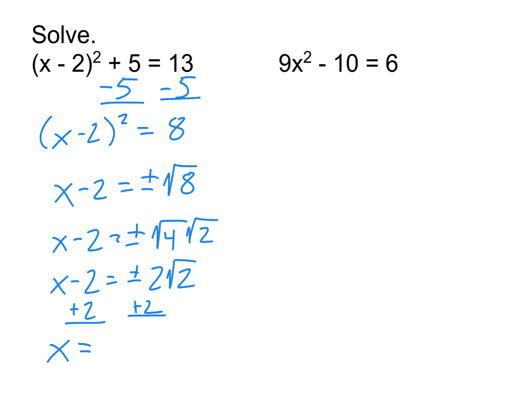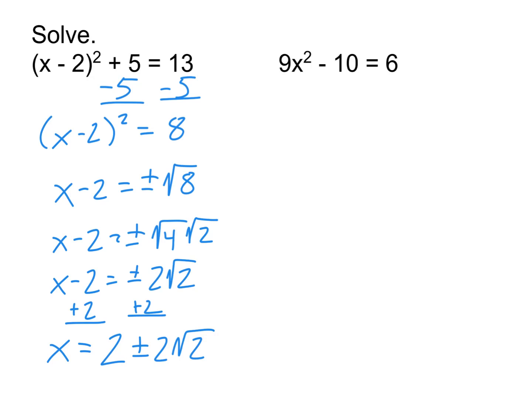Can I combine the 2 and the 2 root 2? No. The 2 from the left side does not have a square root attached to it. The 2 on the right side does have the root 2 attached to it. So I can't combine them. So instead, my answer is going to be 2 plus or minus 2 root 2. I cannot simplify it at all. The only other way you could write your answer would be to write it as 2 plus 2 root 2 and 2 minus 2 root 2. That means the same thing.